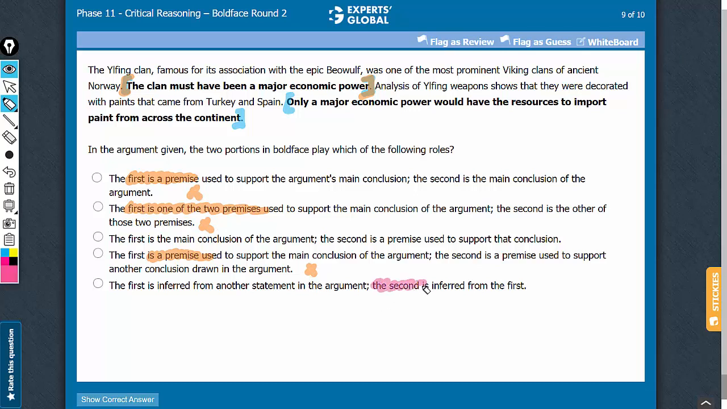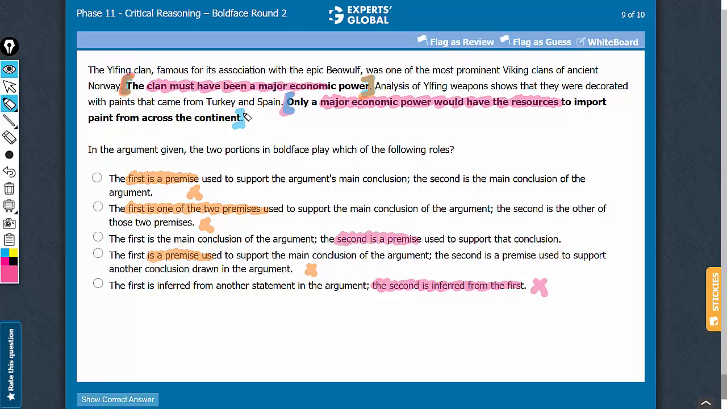And no, the second is not inferred from the first, it's the other way round. The first has been inferred from the second here. It's not that the clan was a major economic power, that major economic powers could have such resources. It's the other way round, that because only major economic powers could have such resources, this clan was a major economic power. So this answer choice is not correct.